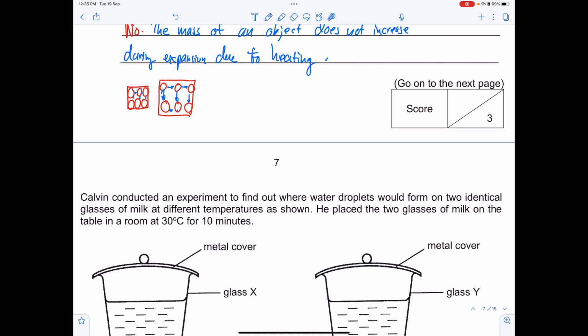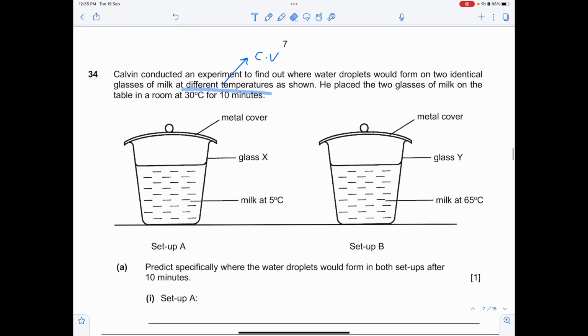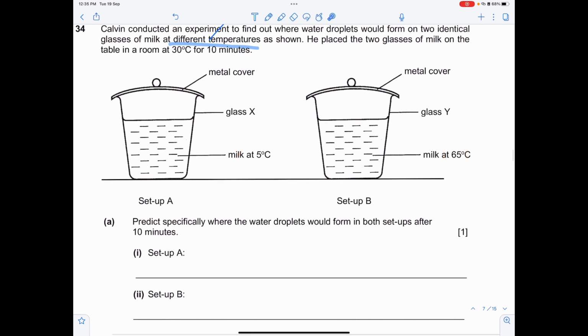Kelvin conducted an experiment to find out where water droplets would form on two identical glasses of milk at different temperatures as shown. So basically this is your change variable. It is very important to identify. Do not be complacent. You have to do that. She placed 2 glasses of milk on the table at 30 degrees for 10 minutes. So what is the change? Temperature.